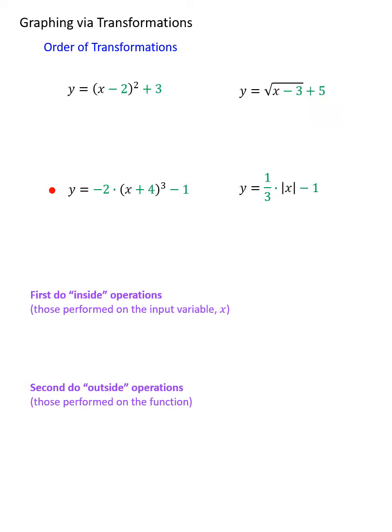In this third problem, I would have done what's inside the cubic function first. This would have been a leftward shift 4 spaces.